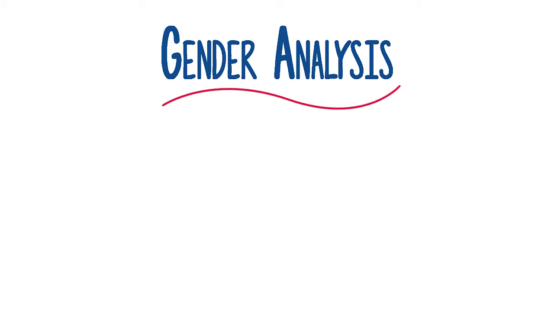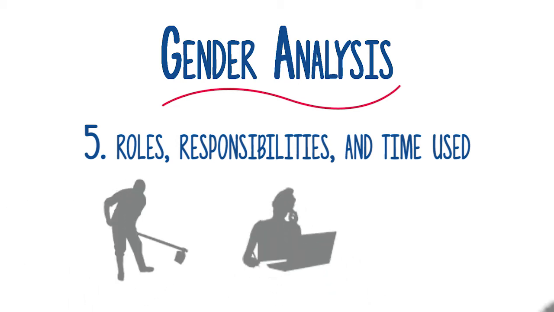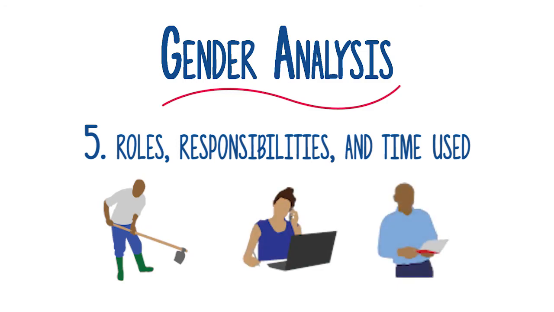And the fifth and final domain is roles, responsibilities, and time used, which looks at people's behaviors and actions in life, what they actually do, and how this varies by gender.